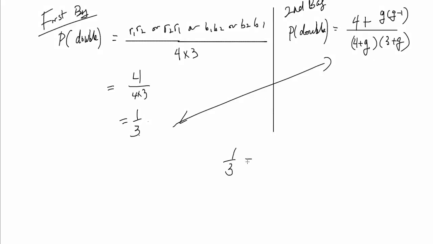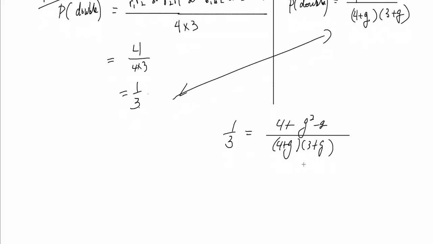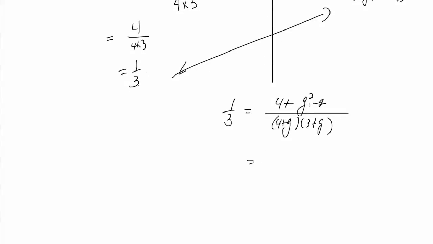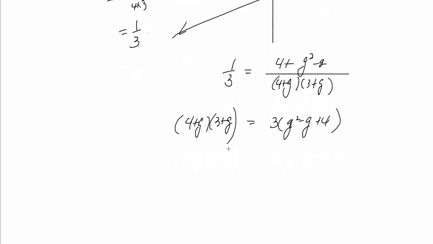Okay, so we have 1/3 is equal to G times G minus 1 over 4 plus G times 3 plus G. Let me actually expand the numerator. You get G squared minus G. Okay, and we have 4 plus G, 3 plus G in the denominator. I'm not going to expand this yet. Okay, I'm going to actually cross multiply this. So what we get is 4 plus G times 3 plus G multiplied by 1 equals 3 times G squared minus G. So we get 12 plus 7G plus G squared equals 3G squared minus 3G plus 12.